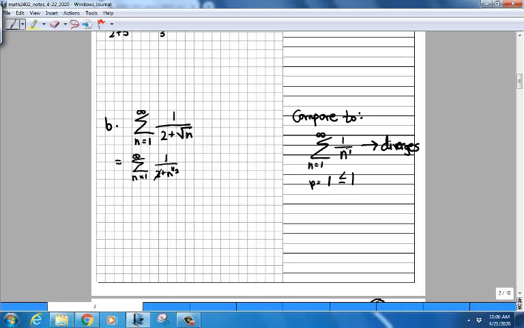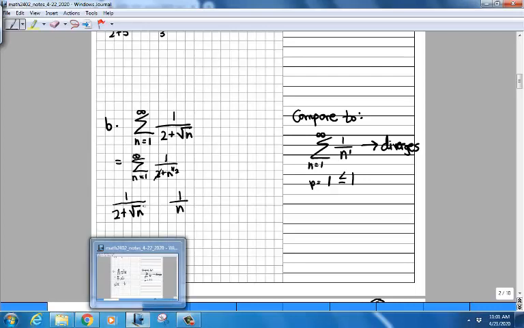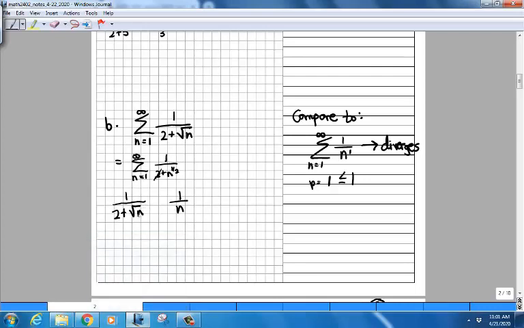Now, how can we compare these two series? Well, let's write down the terms of the two series and see how they compare to one another. So, what's the relationship between 1 over 2 plus square root of n and 1 over n? Is one of these quantities bigger than or equal to the other, or is one less than or equal to the other?